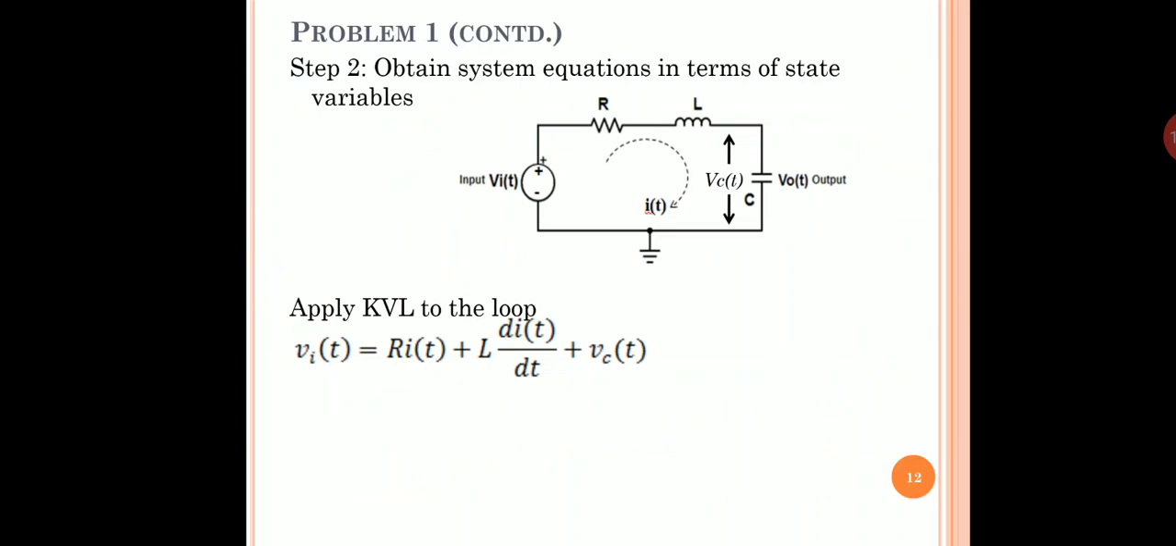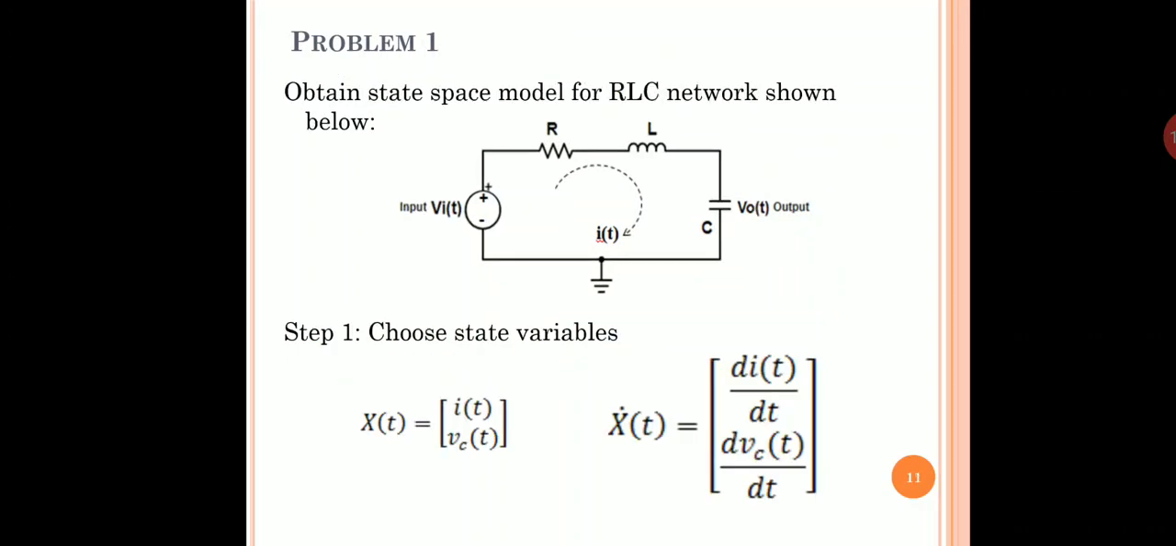Now the next step is to obtain the system equations in terms of state variables. Now I need to obtain my state equation and output equation. What is the state equation? The state equation is x dot is equal to Ax plus Bu. Right, what is x dot?